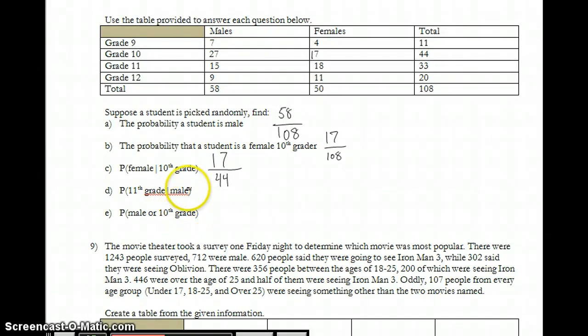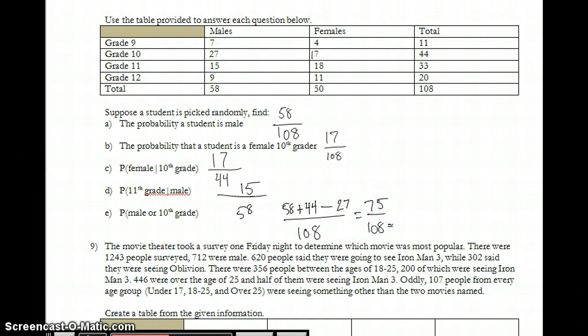What is the chance that if a student is male, so now we're only looking at the male students, there's 58 of those, that student is in 11th grade? They're 15. What is the probability that a student is male or in 10th grade? Not a given here, so we're out of the 108 students total. There are 58 male students, plus there are 44 10th graders, minus the ones that are both male and 10th grade, which is 27 students. That would be a total of 17 on top of 58 is 75 out of 108.